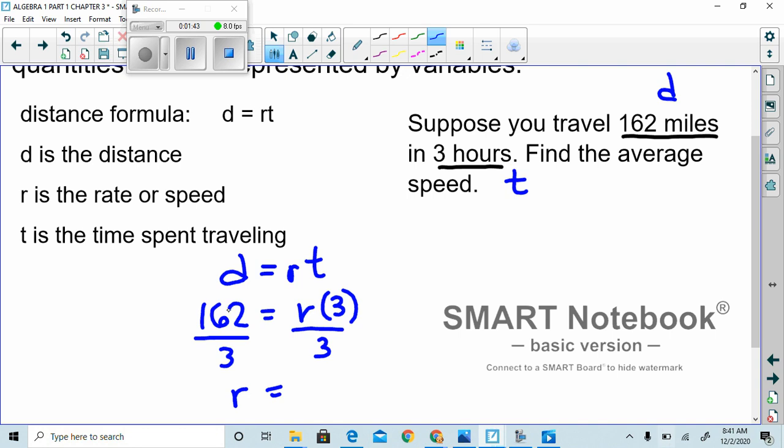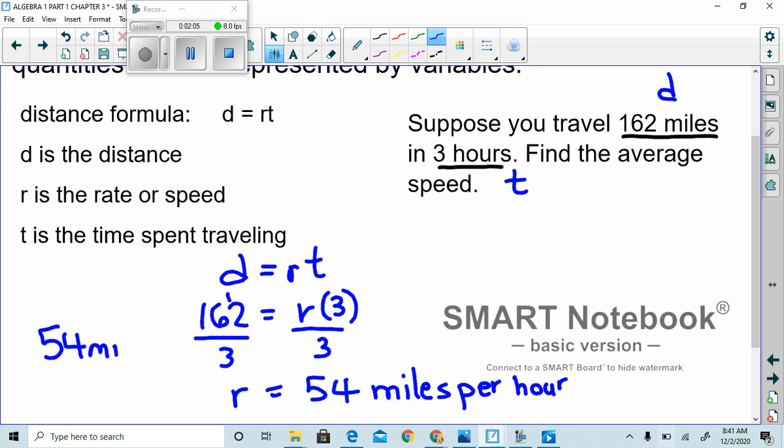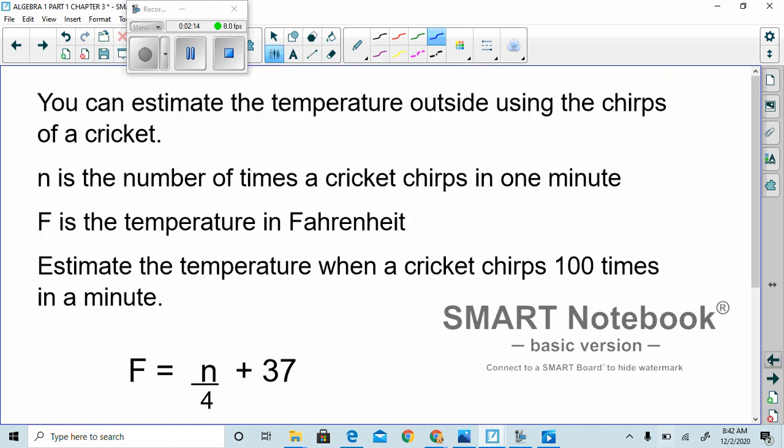When I divide, that will be going 5 times, which is 15, 1 left over. I'll have a rate of 54 miles per hour. Now it's very important that we write our units, and these are our units, so I would just put 54 miles per hour would be a shortcut way of writing that. Important to put the units because that's what we refer to as unit analysis.